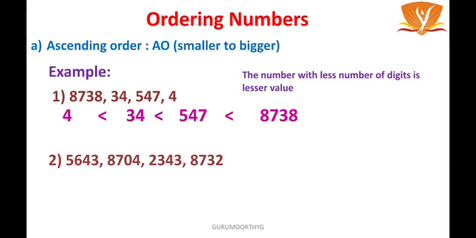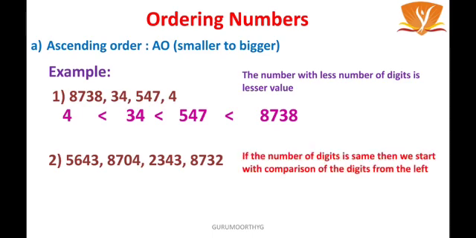Next example, 5643, 8704, 2343, 8732. Dear kids, here the number of digits are the same. We know the comparing rule. If the number of digits is the same, then we start comparing the digits from the left. That means first the thousands place, after that hundreds place, after that tens place, after that ones place. You are going to select the smaller one.